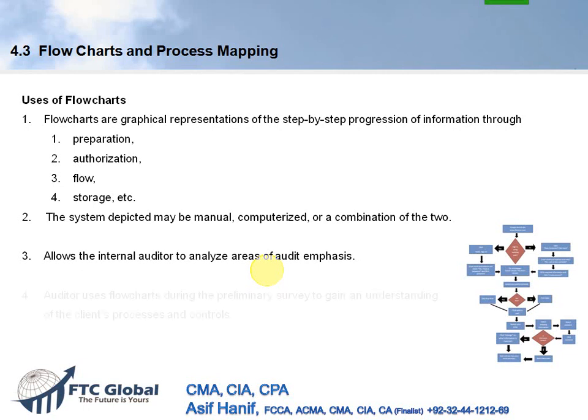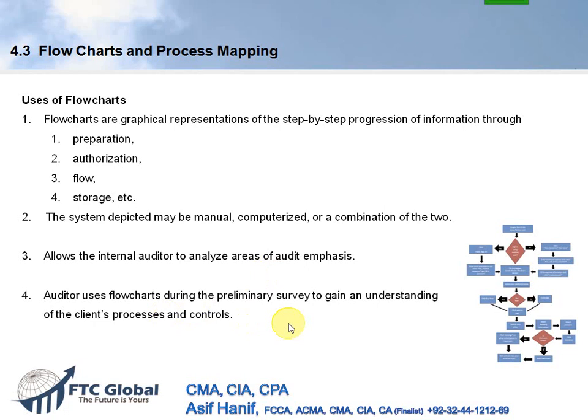So it says that the auditor uses flowcharts during the preliminary survey because systems can be complicated, and it is not easy for the auditor to walk through all the systems himself. If a flowchart is constructed, it will be a good way of getting a graphical grasp on the system, how the system works, how the process takes place. The auditor uses flowcharts during the preliminary survey to gain an understanding of the client's processes and controls.